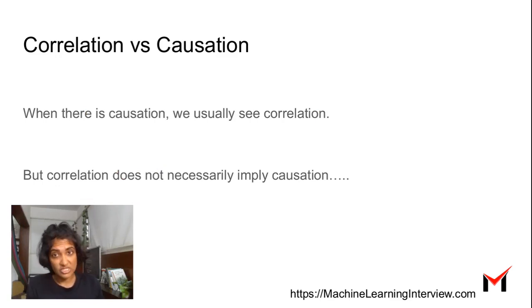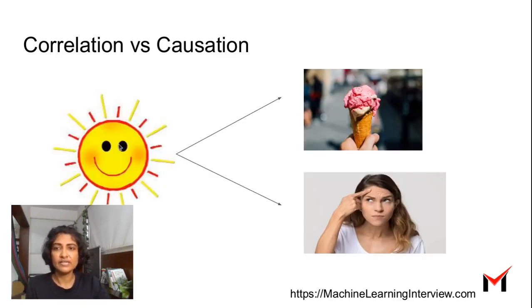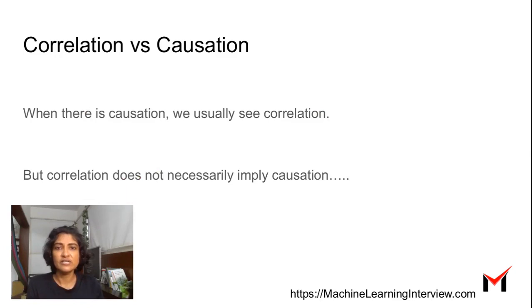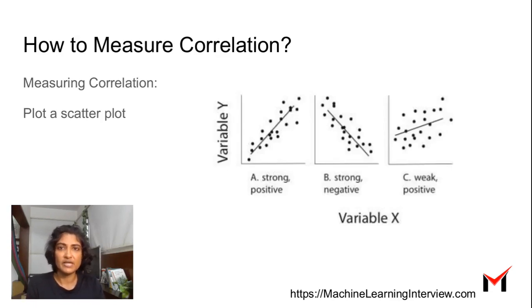When there is causation, there is usually correlation, right? Because if you know that sun causes you to want to eat ice creams, there will be a correlation between the temperature of a place and the ice cream sales, right? So correlation is almost always seen with causation, right? But causation does not necessarily imply correlation.